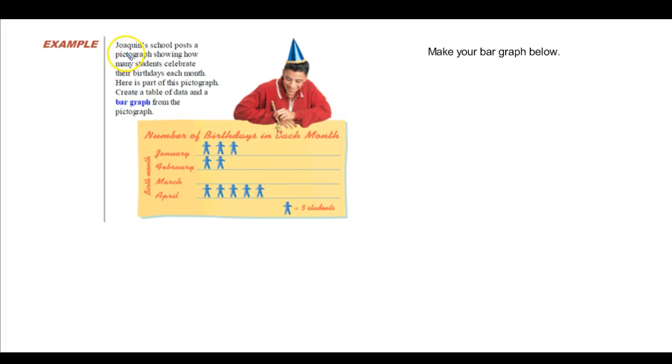All right, so here's our example. Joaquin's school posts a pictograph showing how many students celebrate their birthdays each month. Here is part of the pictograph. Create a table of data and a bar graph from the pictograph. Okay, so first we need to create a table of data, and then we also have to create a bar graph. So the first thing we're going to do is we're going to create a table.